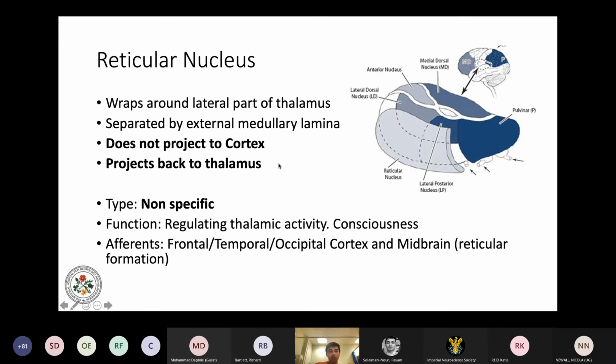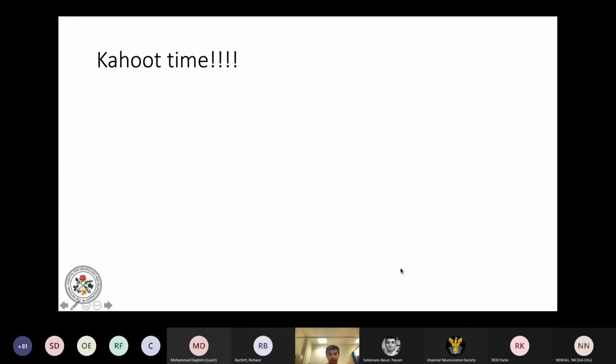It has a very important role with respect to consciousness, in conjunction with the reticular formation. It is the only nucleus which does not project to the cortex. This is very important to remember. It projects back to the thalamus, and its role is modulating thalamic activity. It has a very important role in consciousness and widespread afferents, as we can see: frontal, temporal, occipital cortices, and the midbrain.